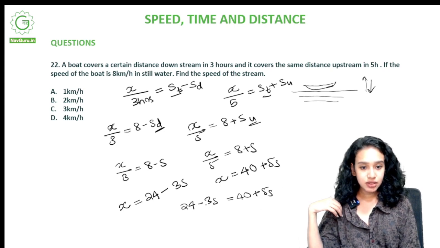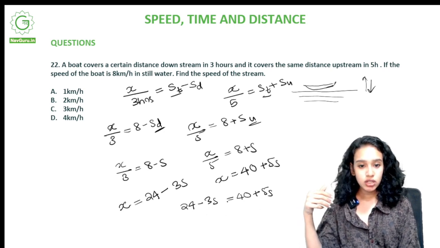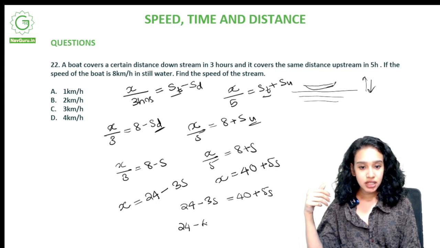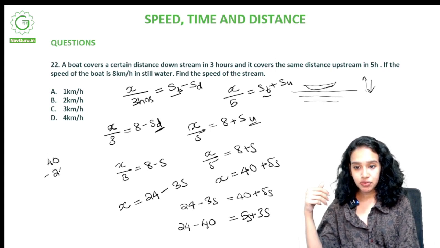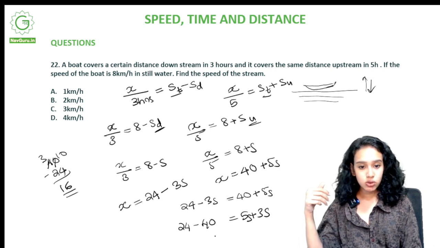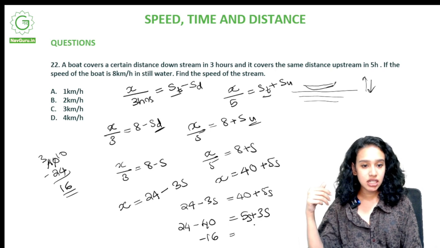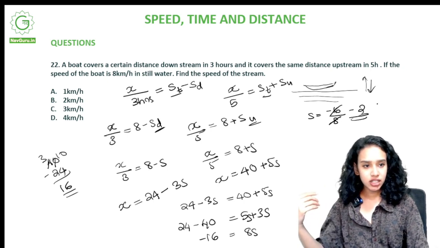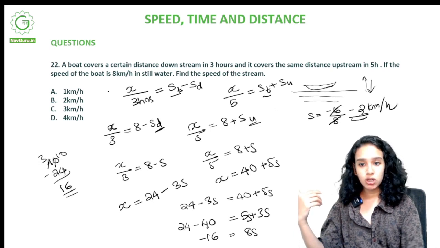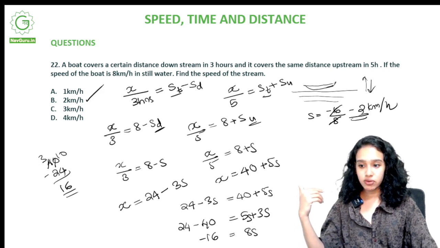We add this here or subtract it here. Anything we can do. So 24 minus 40 is equal to 5S plus 3S, right? So what is 40 minus 24? We get 16, so minus 16 is equal to 8S, and we get S is equal to minus 16 by 8, which is equal to minus 2. Minus just indicates the direction. So it's 2 km per hour. 2 km per hour is the answer for this question.